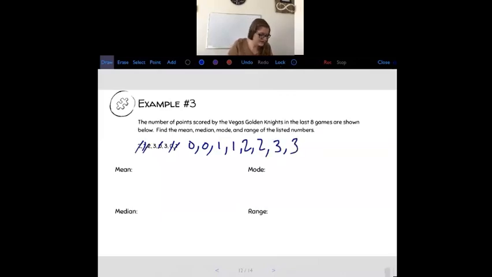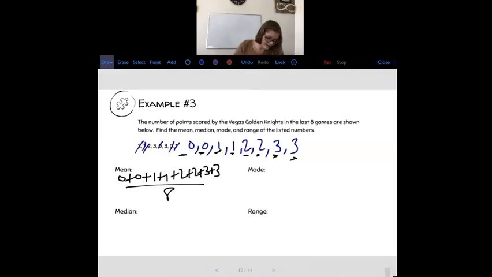So for the average in this case, we'll take all our numbers and add them up. 0 plus 0 plus 1 plus 1. Now when you're counting the total number of items, again, these zeros count. 1, 2, 3, 4, 5, 6, 7, 8. And then we divide by 8. So if you do this, I believe you get 12. 12 divided by 8 should be 1.5. Okay, so the average, or the mean, in this case is 1.5.